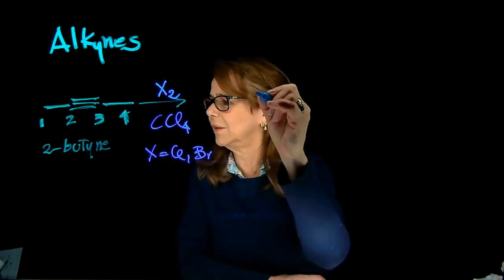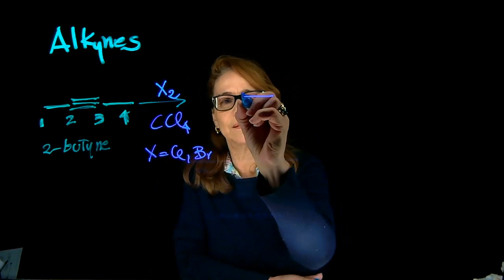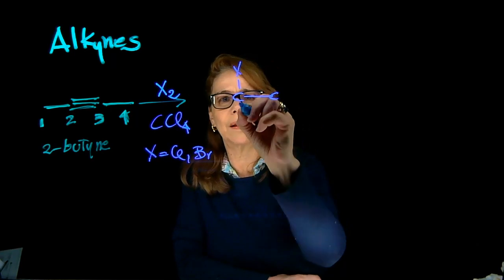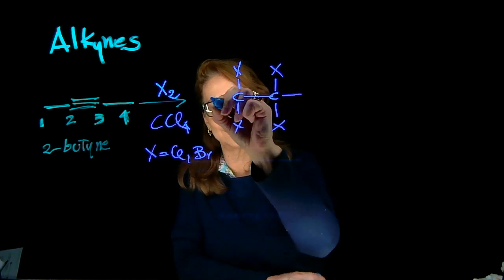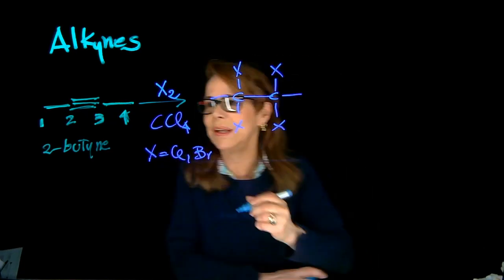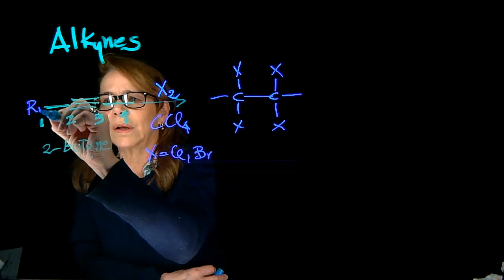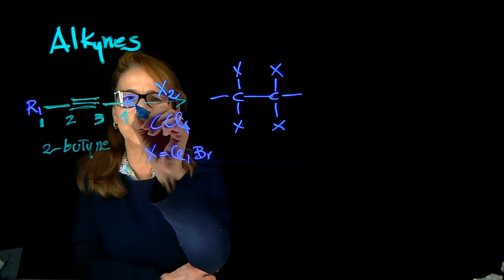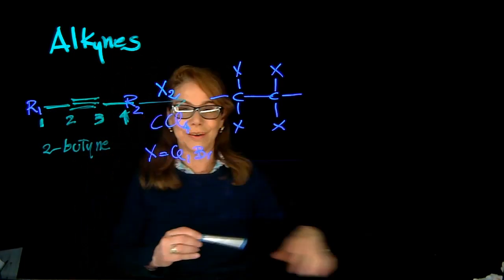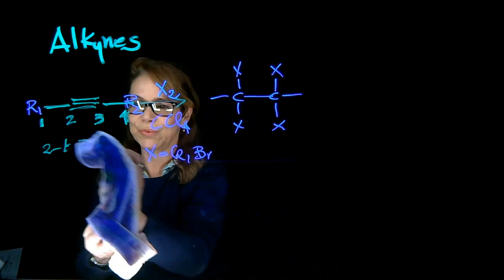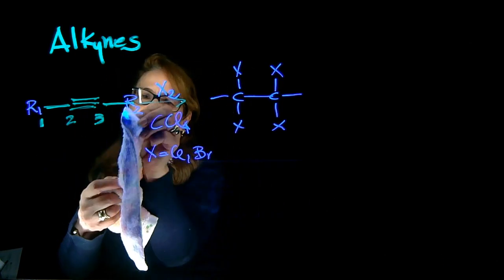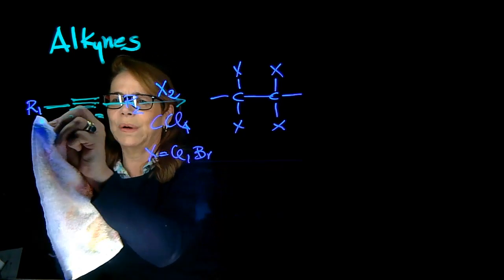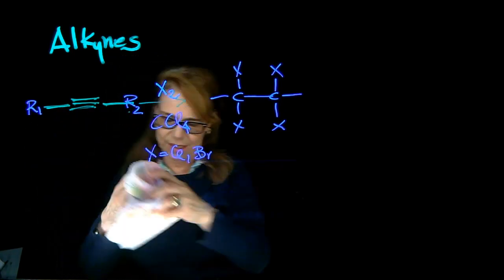So at the end, you're going to have carbon, carbon, X, X, X, X, assuming that these are methyl. Or we can say this is one R group, this is another R group. In that case, it is no longer 2-butyne, right? And so that will be the general case. But this is when we have an excess.